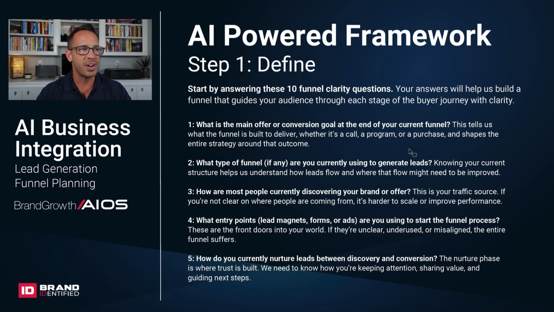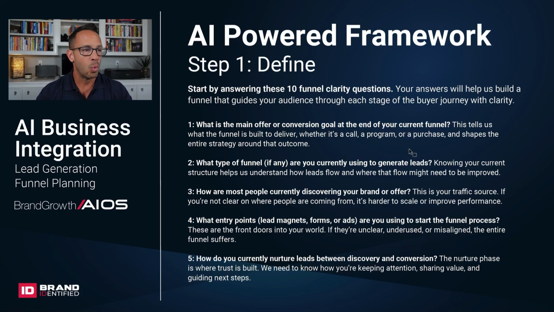So step 1 of this AI-powered framework is to define. Start by answering these 10 funnel clarity questions. Your answers will help us build a funnel that guides your audience through each stage of the buyer journey with clarity. Question number 1 here is, what is the main offer or the conversion goal at the end of your current funnel? This tells us exactly what the funnel is built to deliver, whether it's a call, a program, or a purchase, and shapes the entire strategy around that outcome.